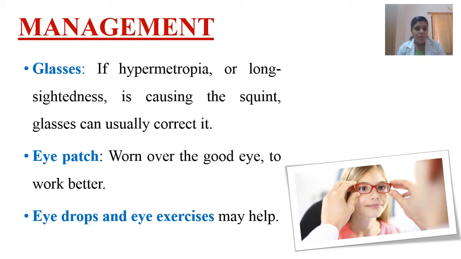So glasses can be preferred, and if any refractive errors like myopia, hypermetropia, or other conditions are causing the squint, the proper eyeglasses can be prescribed based upon the eye examination. Then next one is eye patch. Eye patch means a covering that can be given over the good eye. So if we cover the good eye, the child will try to look with a certain strain. He will look upon the object, and slowly this will help to improve the vision. Then eye drops and eye exercises can be taught to the child, and they also will help.